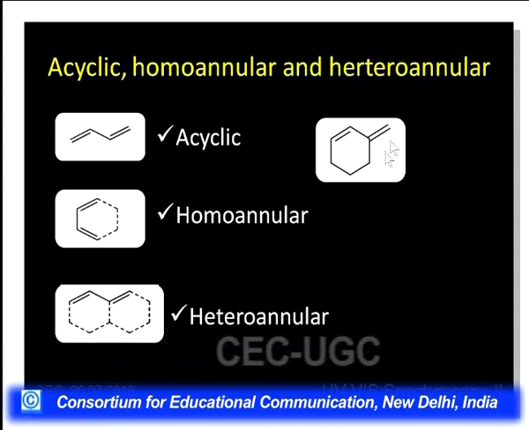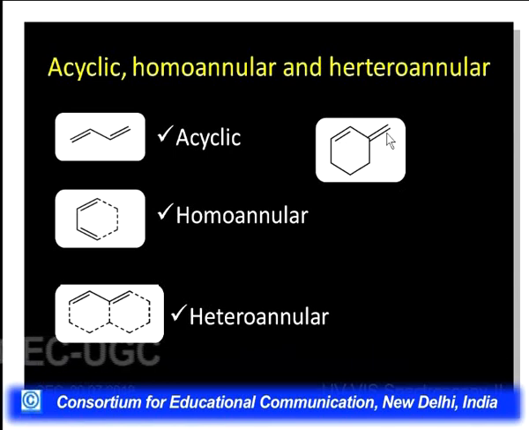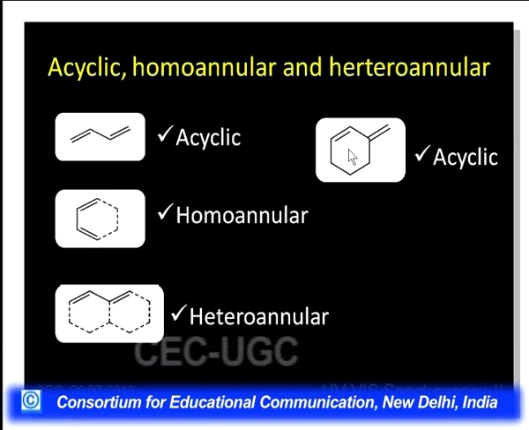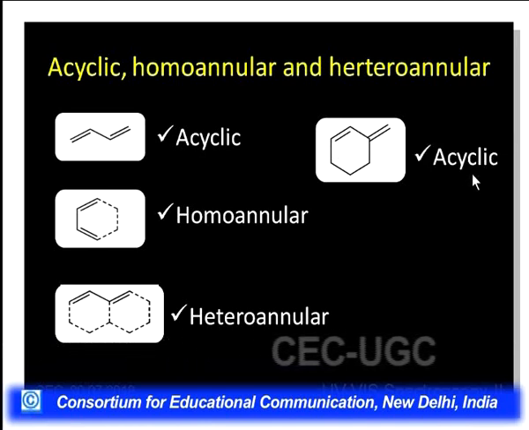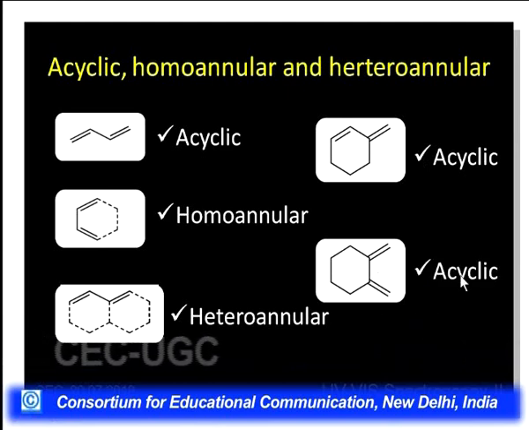In this case, the whole chromophore is neither inside nor outside the ring. So part of it happens to be outside the ring, part is inside the ring. So this will be acyclic there. It is not part of the ring. And so is this one. This again happens to be outside the ring. This again will be acyclic.